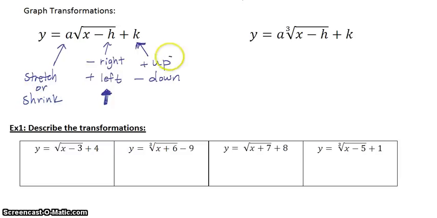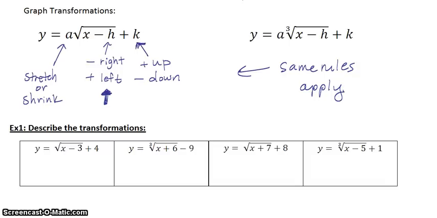And actually the same rules apply for both of these. I just wanted to write down both of the functions so you would know what it kind of looks like if it's cubed root. So you can rewrite it if you want to, but you don't have to.